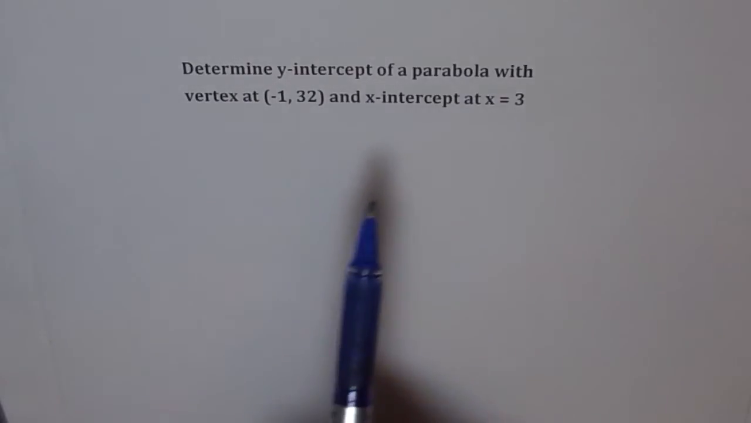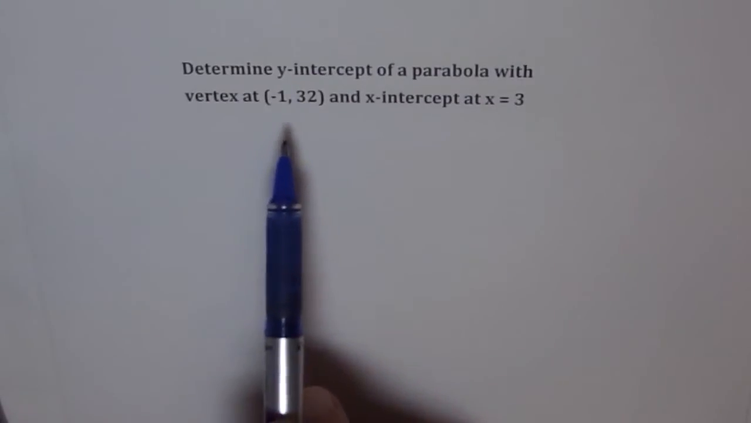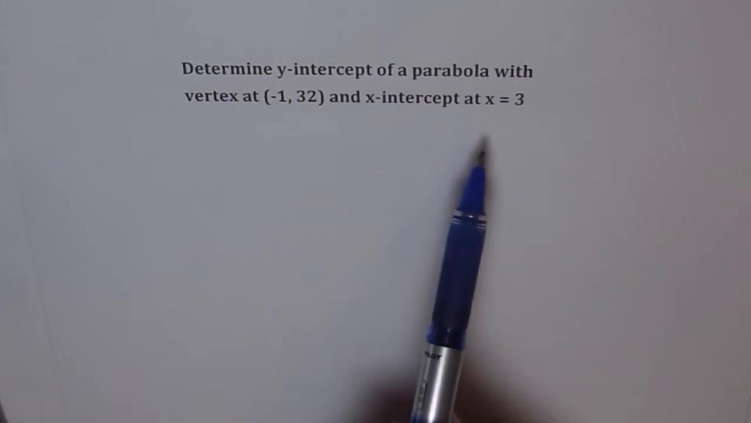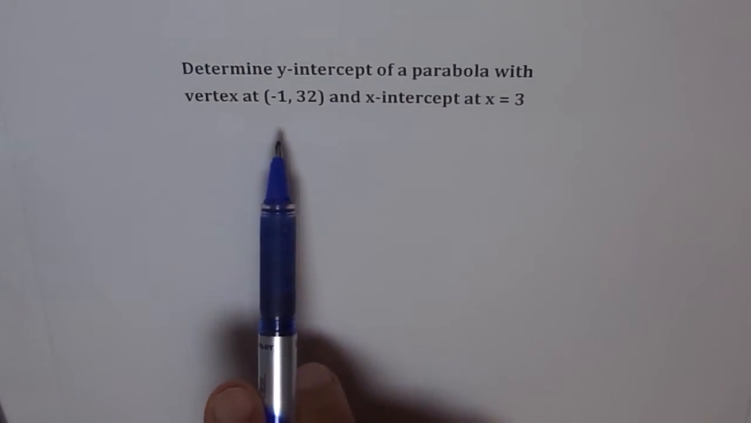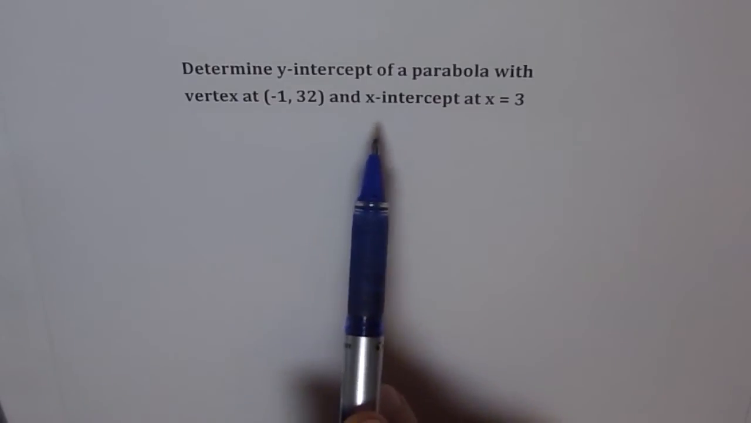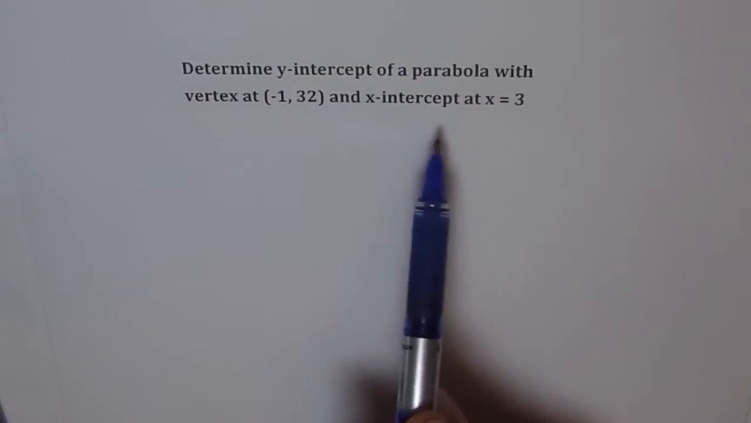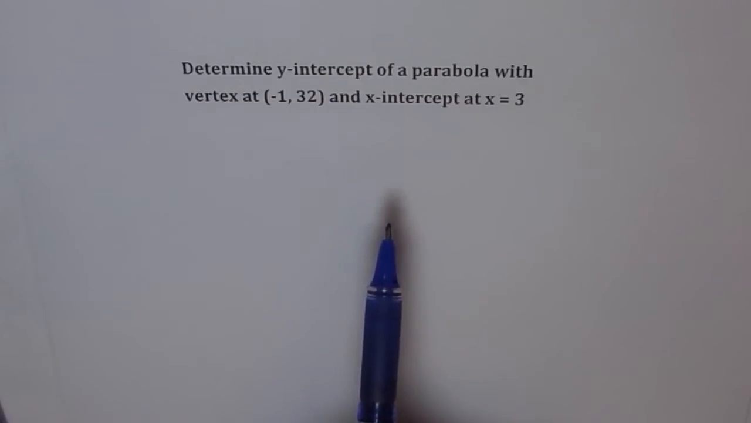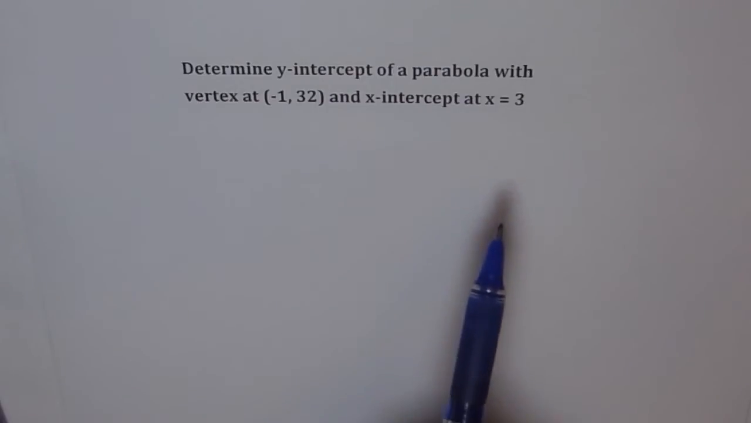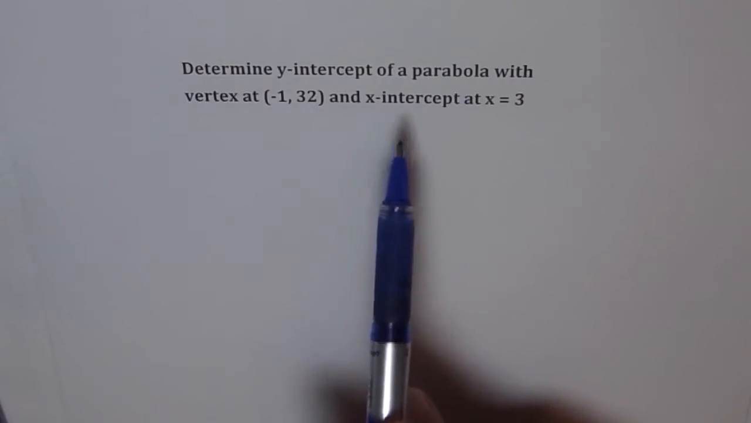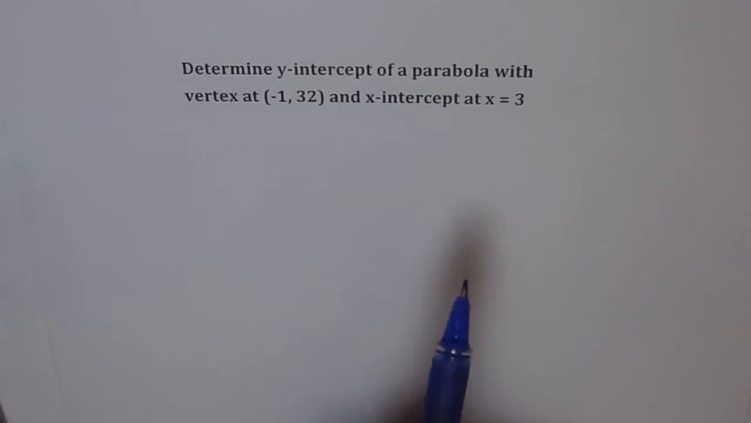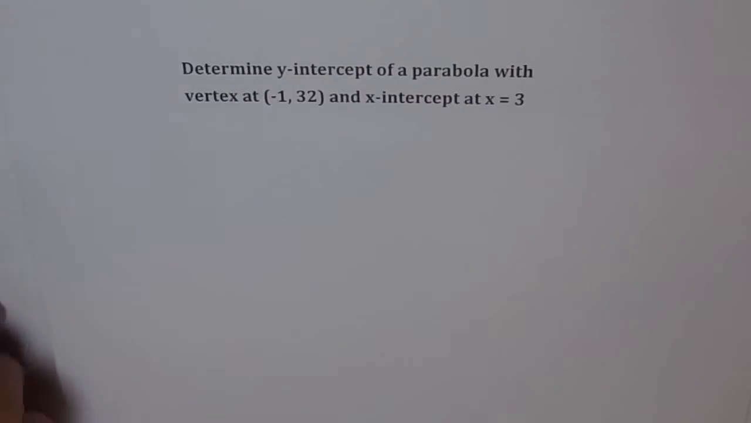So what we are given is a condition where the vertex of the parabola is given and the x-intercept is given. From here, the first step is to find the equation of the parabola, the quadratic equation, and the best way is to go for the vertex form because the vertex is given to us. By utilizing this point, x equals 3 as an x-intercept, we can find the a value, the leading coefficient. Once we have the equation, then we can find the y-intercept just by placing x equals 0, right? At the y-intercept, the x value should be 0.